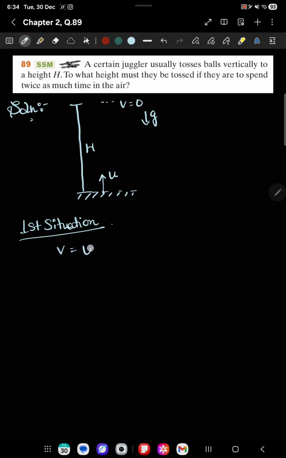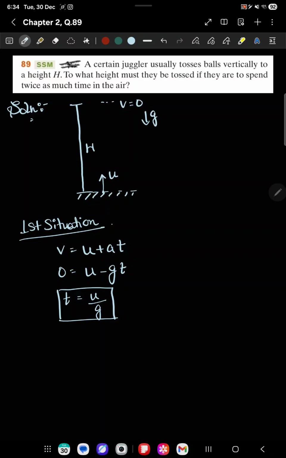So if I'm writing the first equation for this situation, I can write v equals u plus at. Here v is 0, so 0 equals u minus gt, acceleration is minus g. So from here we can write t equals u upon g, right?